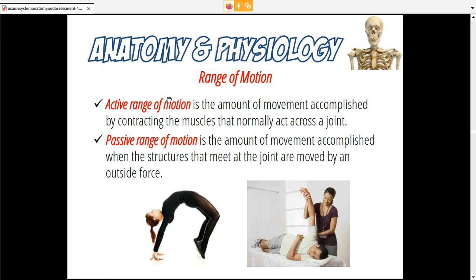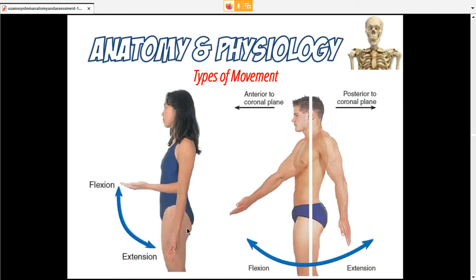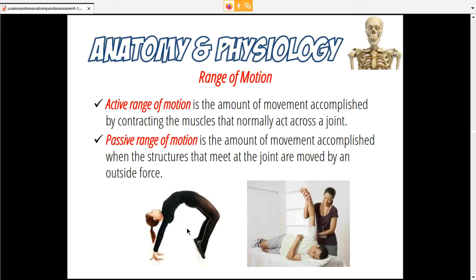Then coming to the range of motion, active range of motion is the amount of movement accomplished by contracting muscles that normally act across a joint. Okay, and passive range of movement is the amount of movement accomplished when the structures that meet at the joint are moved by an outside force. Okay, so that is about the range of motion.